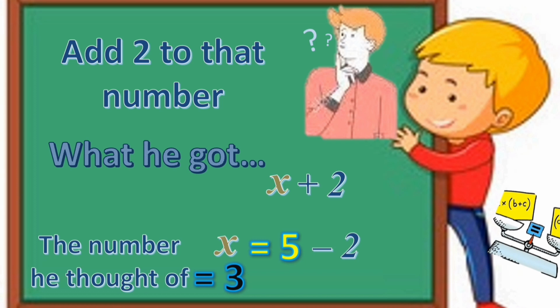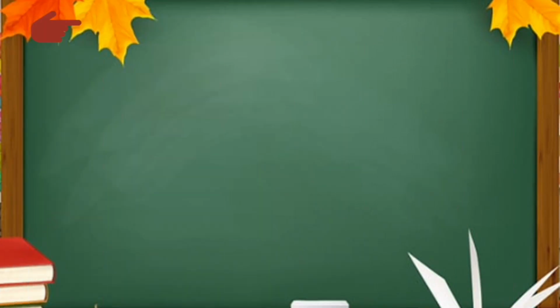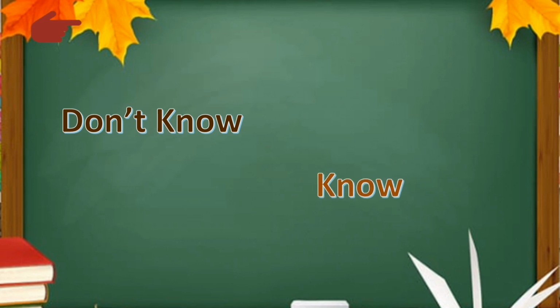Now we have a code. The code is that anytime Adamu tells us what he gets, to figure out the number he thought of, we'll minus 2 from that number he tells us. So if Adamu tells us that he got 10, we'll minus 2 from 10, and we know the number Adamu thought of. Pretty cool, right? So, algebra is used to figure out what you don't know from what you do know.